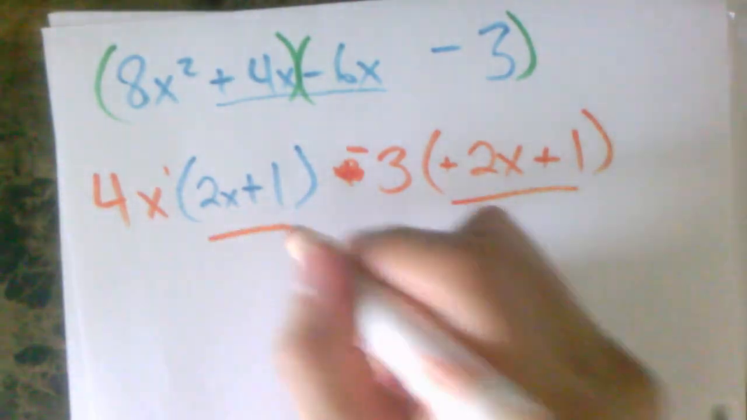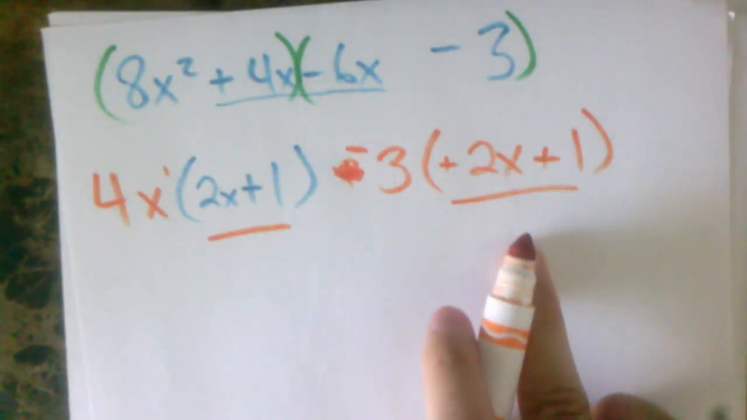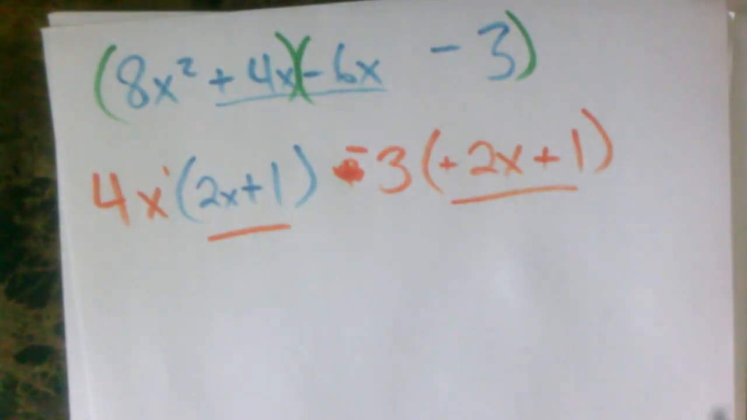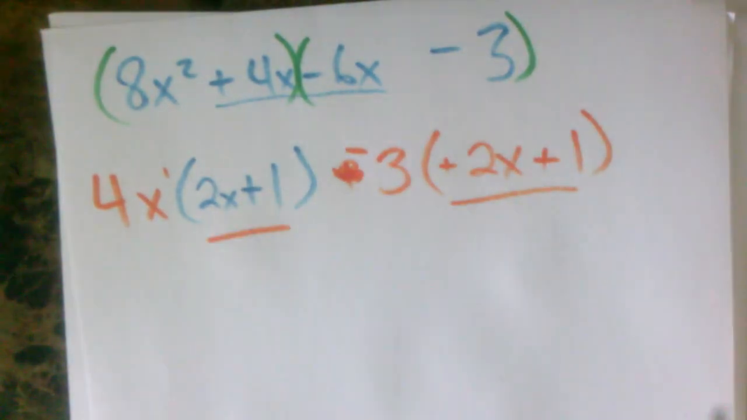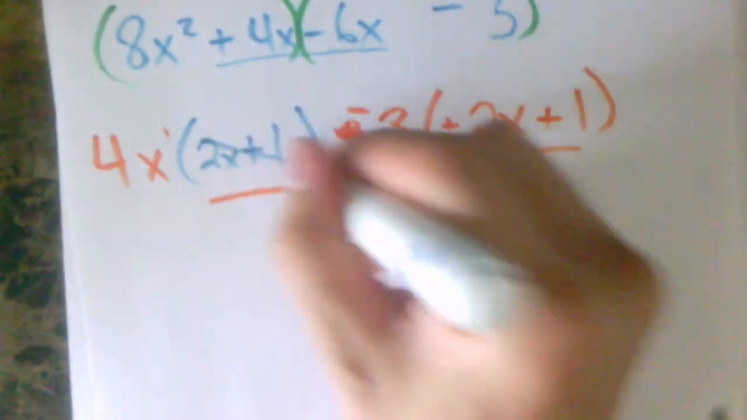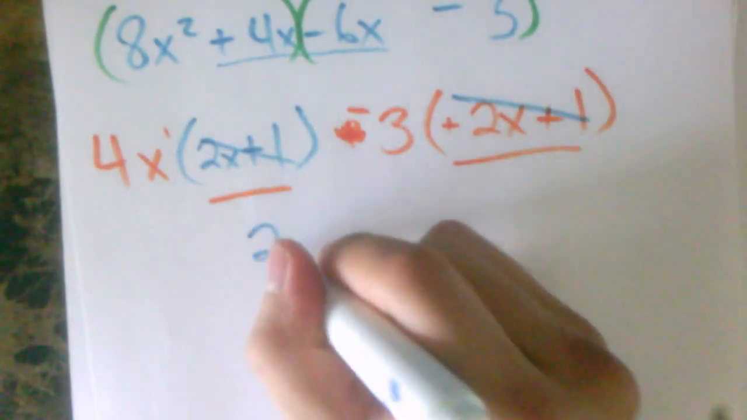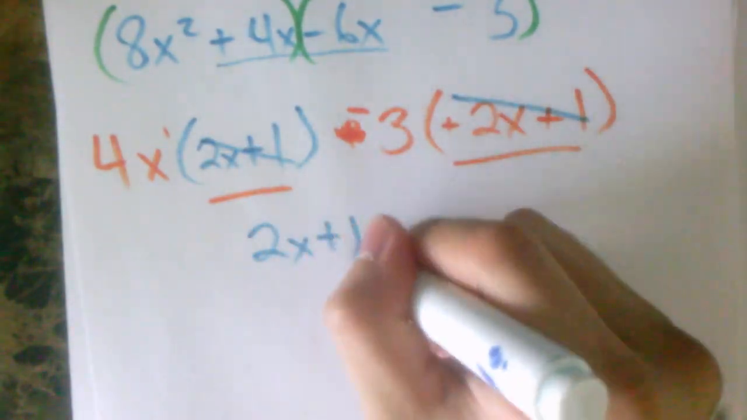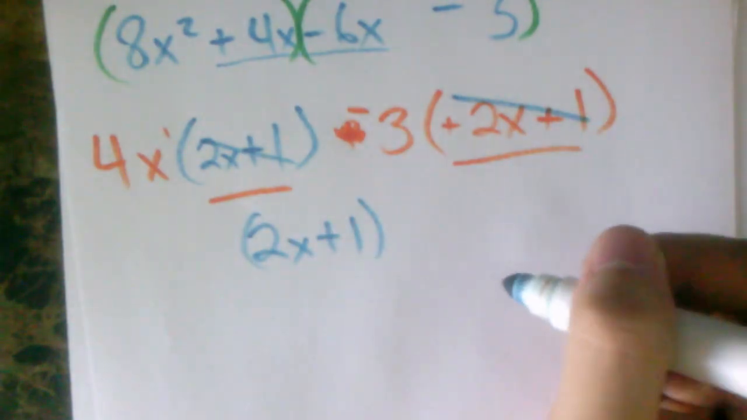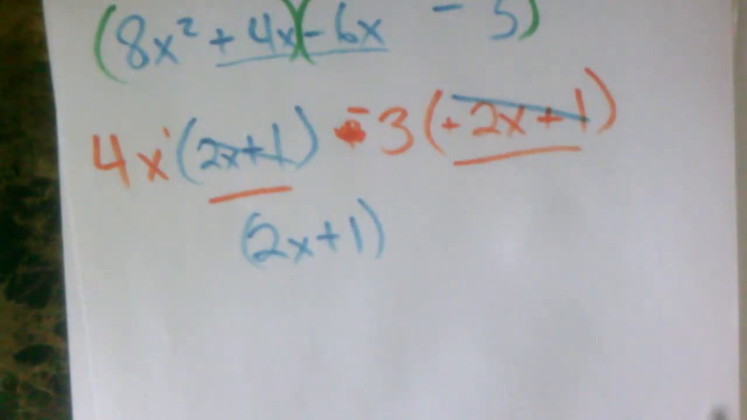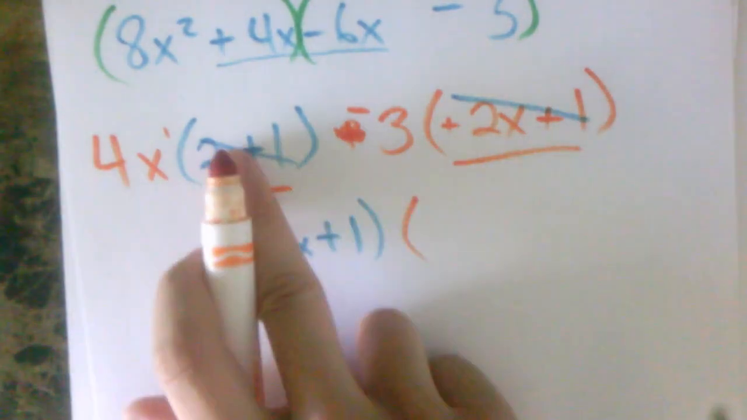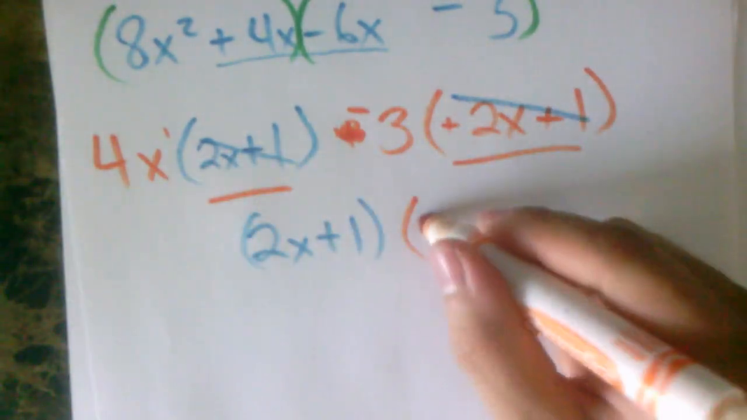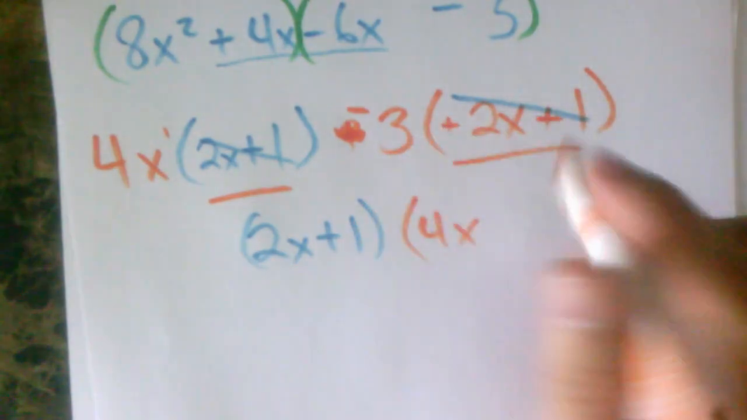Now you'll notice these are exactly the same. I was supposed to write this in blue. I messed up my color coding. Anyway, these 2x plus 1s are the same, so you're going to write them once. We're going to group them together in just one parentheses. After that, you're going to group everything else together. We already grouped our 2x plus 1s, but you still have a 4x, and you still have a minus 3.